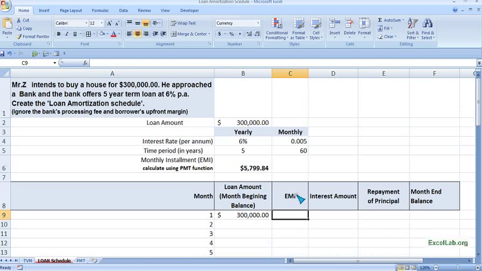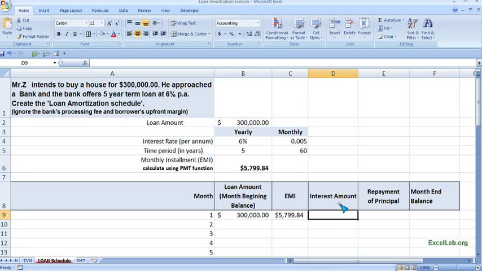Next the EMI. Again you give the reference, which is $5,800. Now remember one thing, that the EMI, the equated monthly installment, is fixed throughout the tenure of the loan. So we want the same value always. So make it absolute by pressing F4. Once we press F4, we can see the dollar sign here. It means we will get the same value.